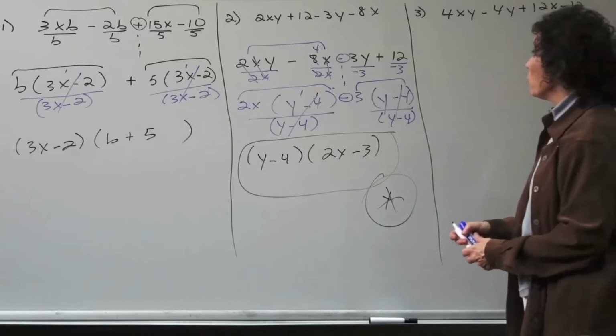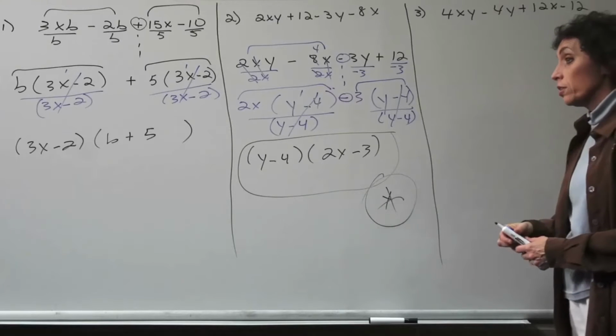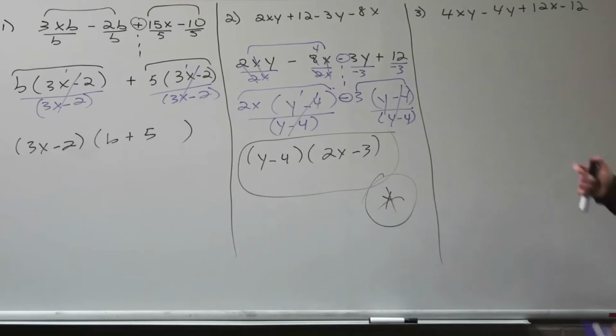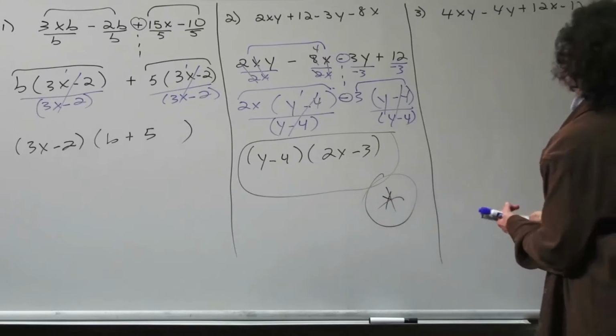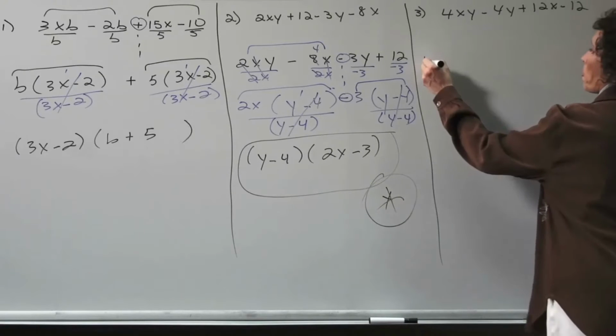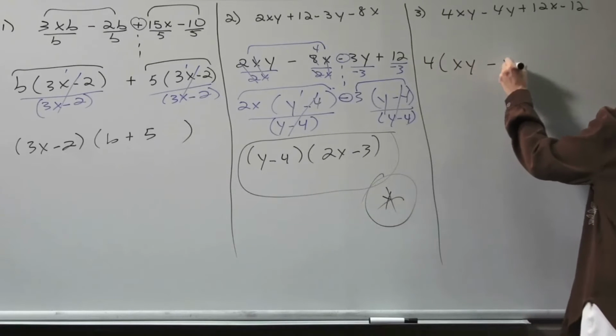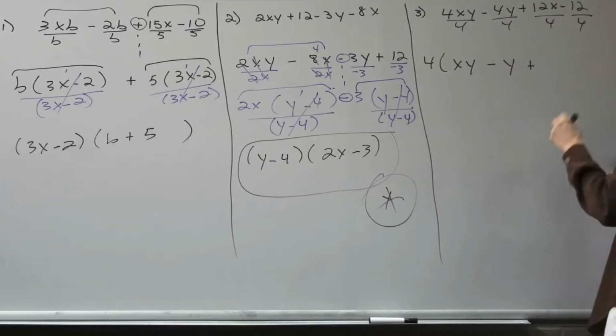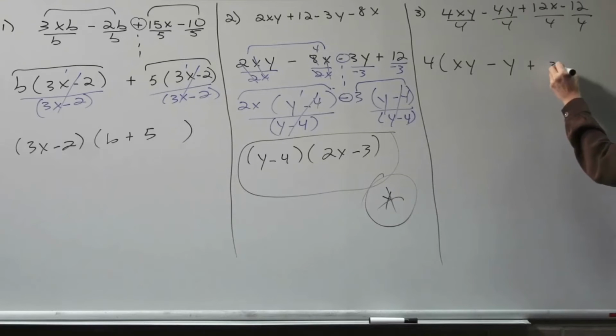Ready for number 3? Let's do number 3. Looks like a good one. I have to tell you that if you don't find the GCF at the beginning, you can find it at the end, but most people forget to take it out. So I like to take it out at the beginning. There is a GCF of all of these terms. Yes, 4. Okay, here we go. xy minus y plus, sorry, divided by 4, divided by 4, divided by 4, divided by 4. Plus 3x minus 3.